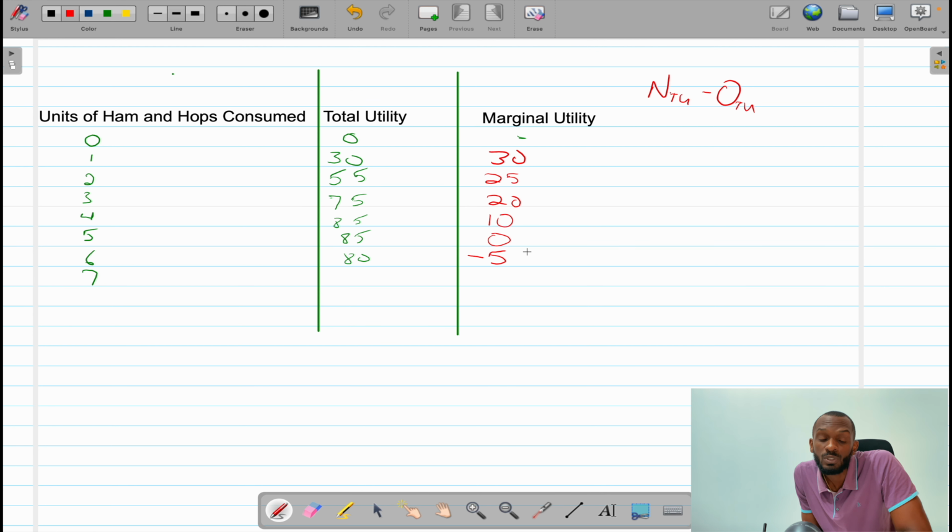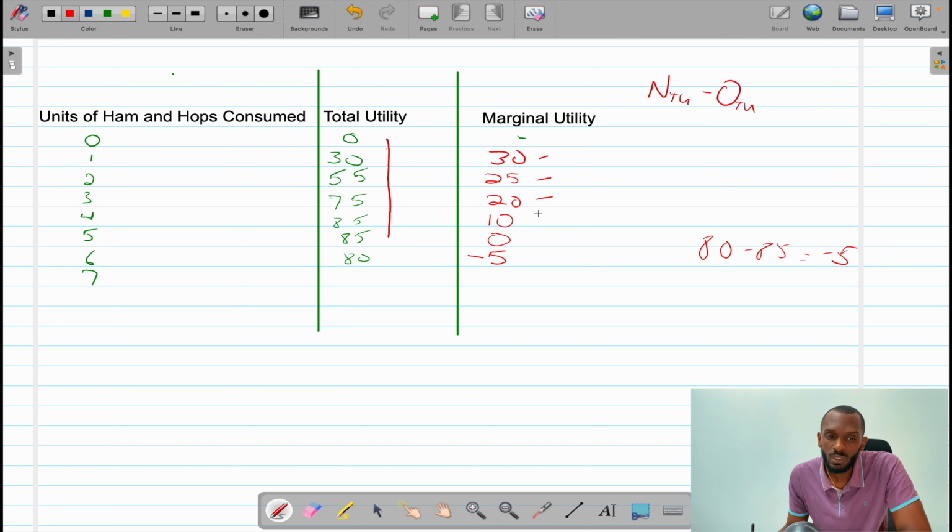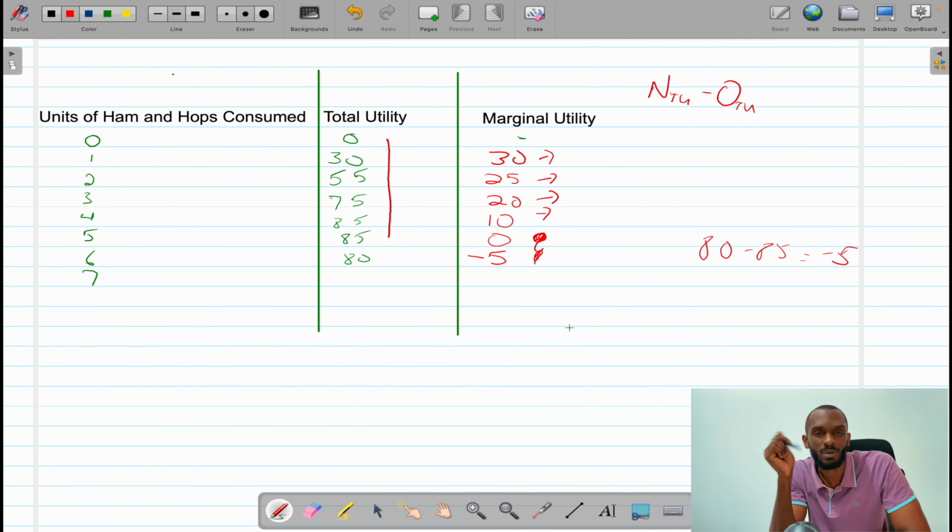So here we have how our law of diminishing marginal utility functions. Yes, total utility had been going up. But what we observe in the marginal aspect, it was increasing, but the rate at which it was increasing was slowing down. It went up by 30, then 25, then 20, then 10, and then we hit zero and even minus 5. It was increasing, but it was doing so at a decreasing rate. And that is the law of diminishing marginal utility.